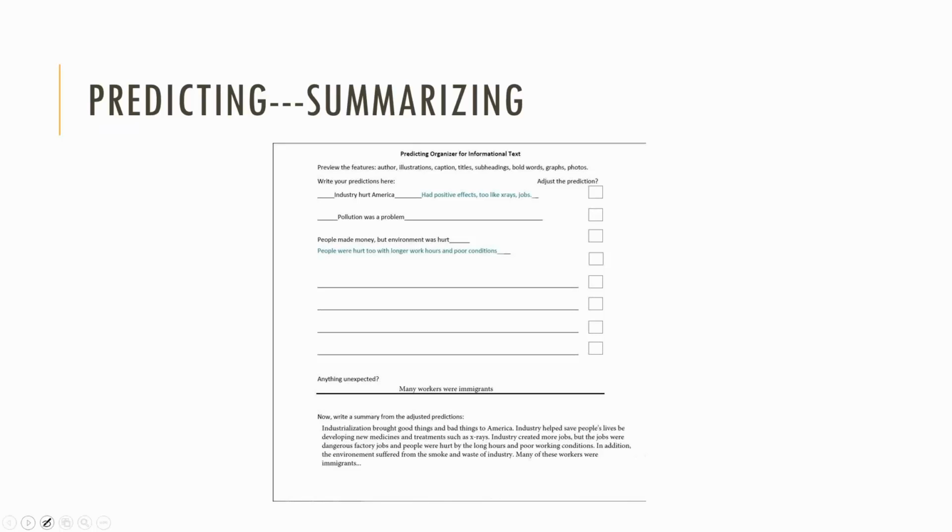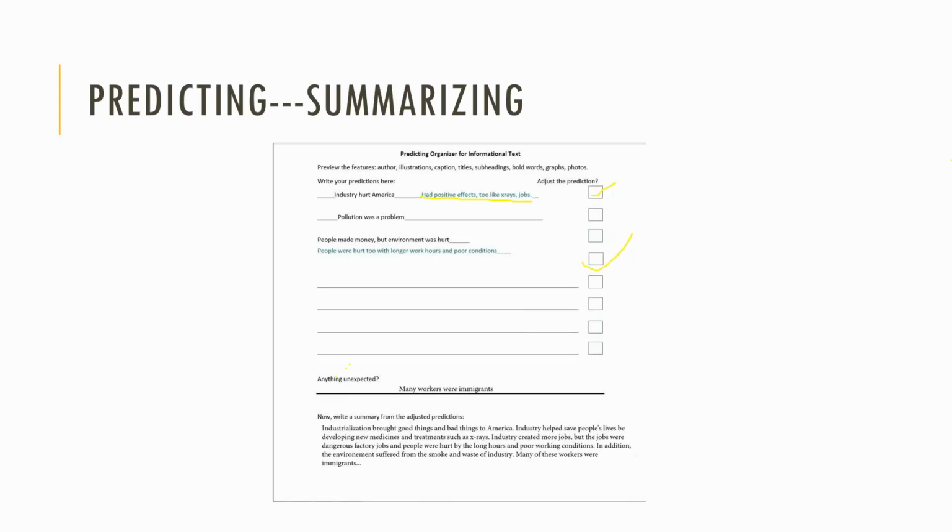And if you look at the black text here, the predictions were industry hurt America, pollution was a problem, people made money but the environment was hurt. And what I wanted to show you here was that I then adjusted this prediction and said, well, industry hurt America, but it also had positive effects, like it developed x-rays and it created jobs. Pollution was a problem, people did make money, but people were also hurt with the longer work hours and poor conditions, and you can see that I had to adjust that prediction as well.